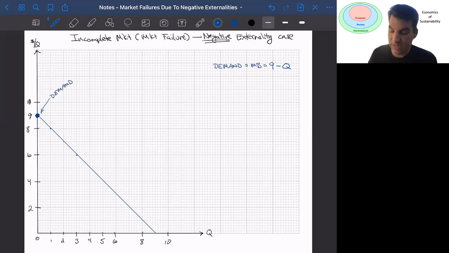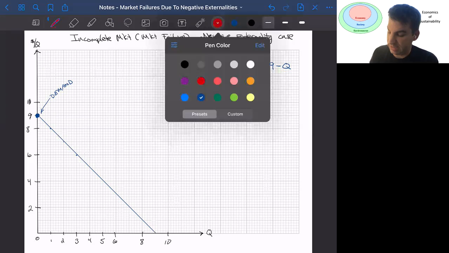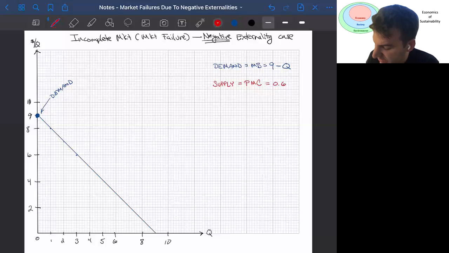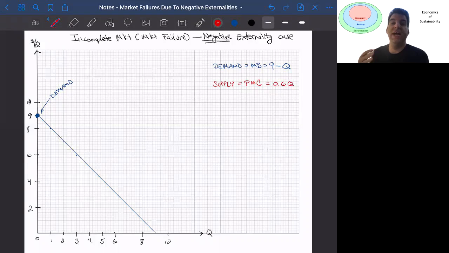And then now let's say I told you that the supply is only, in this case, equal to the private marginal cost. So this is the marginal cost just to the producer, the producer's marginal cost or the private marginal cost. And I'm gonna just say that that's equal to 0.6 Q. So for every unit of production, there's a cost of 0.6. So that tells me that if I were to produce 10 units of this, then I would have a cost of 6.